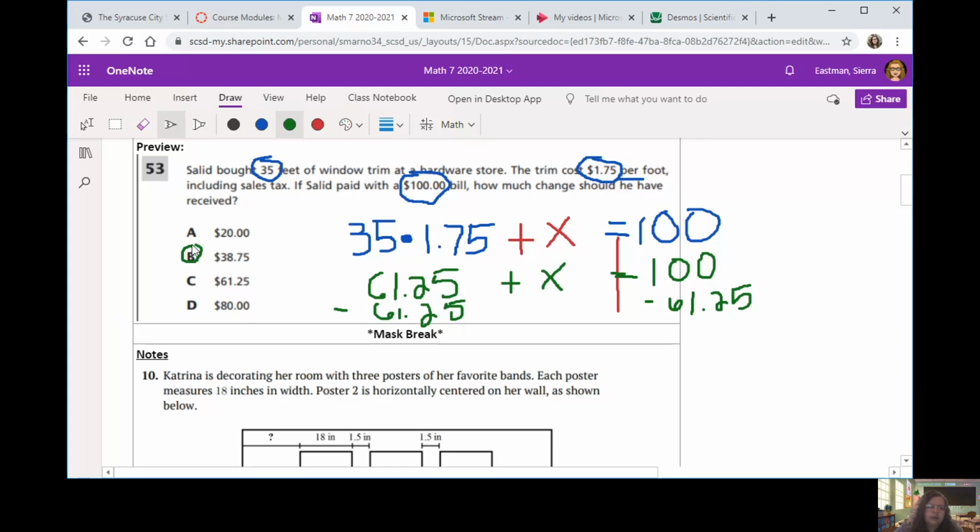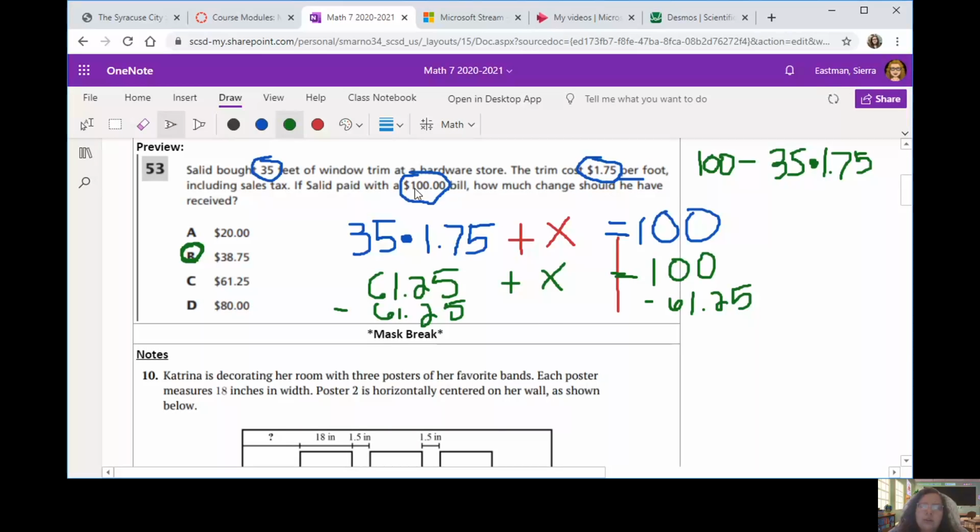$38.75, answer choice B. The other way that I wanted to show you how this would be set up is to kind of read the situation backwards. If you know that he's paying with a $100 bill, that's kind of how much he has in his wallet, right? We can have started with 100. Then he's buying something, so he is taking away his money, and he's taking away 35 feet worth of window trim. So again, we still have that 35, we still have that multiplying by 175, but we're kind of taking it in a different direction.